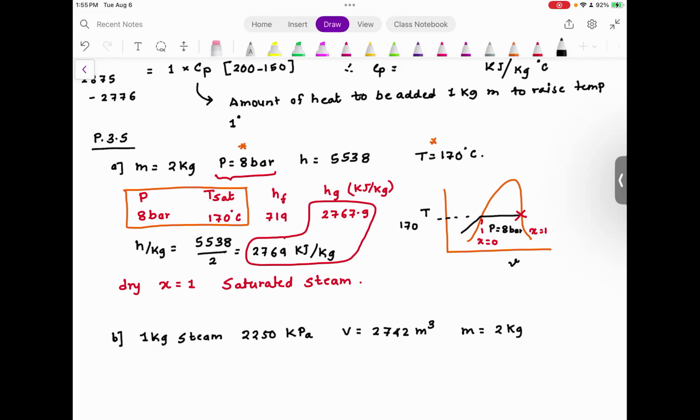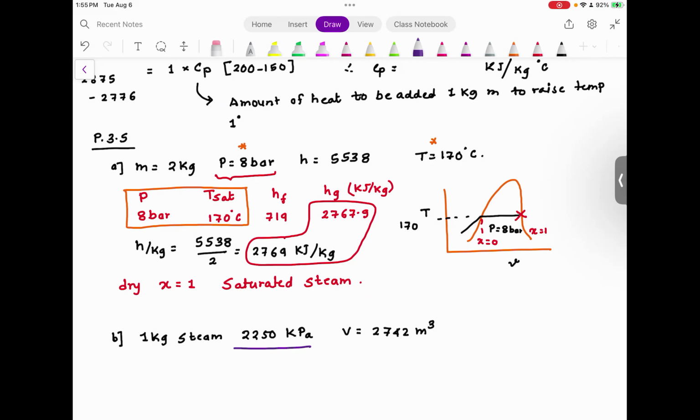So 1 kilogram of steam. Or is it 1 kilogram? Oh, 1 kilogram of steam. Okay. Now the pressure is given, 2250 kilopascals, and volume is given. Now the question is, how do we find out the state of the steam?